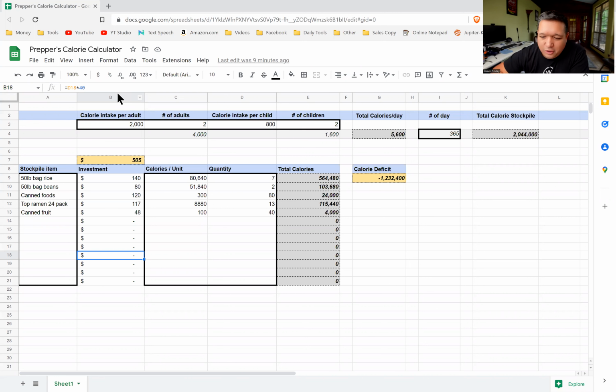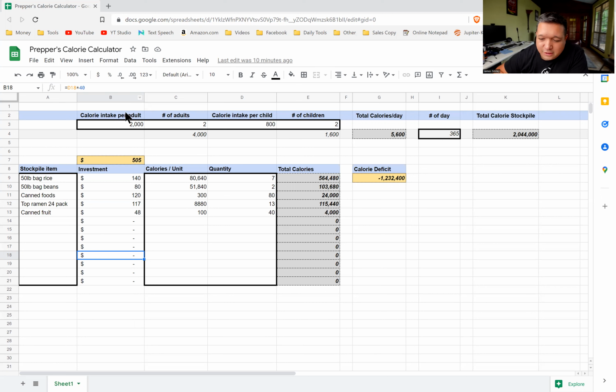You need to think about how many calories you need and how many calories you have in your pantry or wherever you're storing your stuff. That's it, guys. That's the whole system. How many calories do you actually need to survive, and how many calories do you actually have right now? Whatever the delta is, if it's a negative number, then you need to go buy some more stuff.